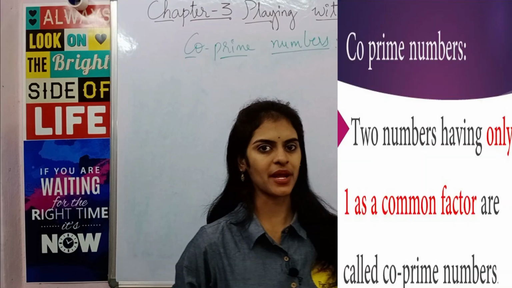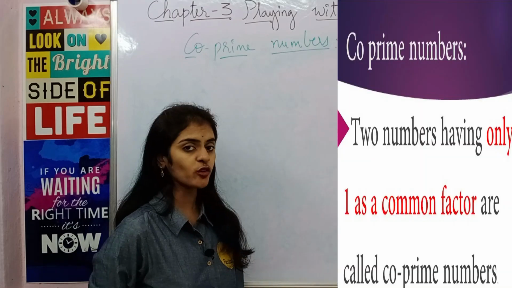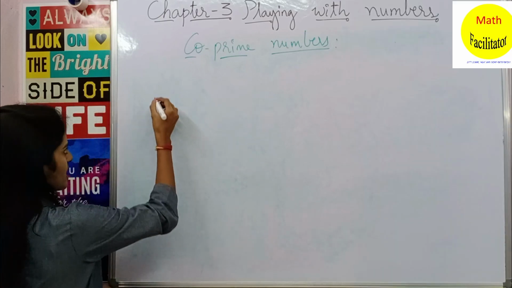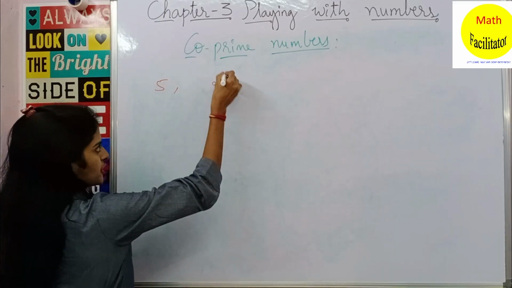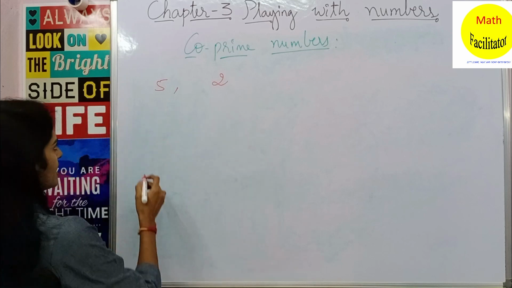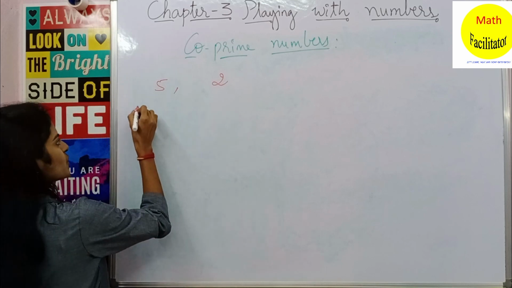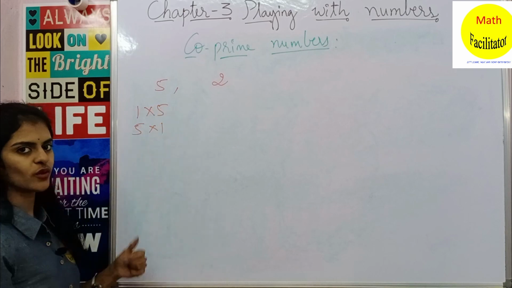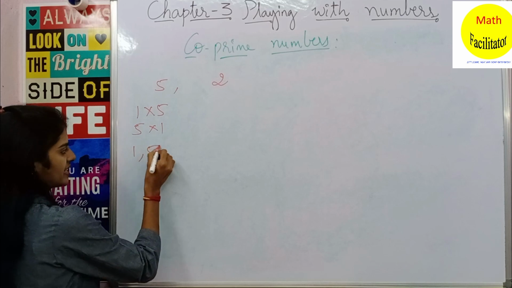Now what are co-prime numbers? The numbers whose only common factor is 1 are called co-prime numbers. Let us take one example, say 5 and 2. Let us find the common factors for 5 and 2. You know that 5 is a prime number, so the factors are 1 into 5 and 5 into 1. So only 1 and itself. So factors are 1 and 5.